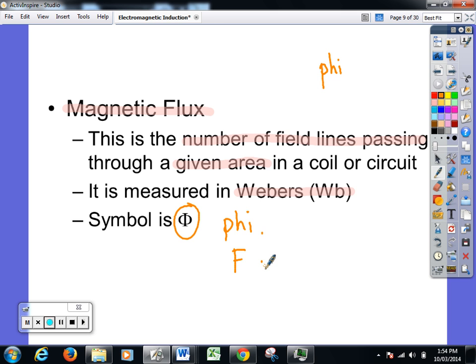Now, to draw phi, it's just a circle with a stroke through it like that. Okay? It's just 2 parts of the Deathly Hallows. Okay, there's no triangle.